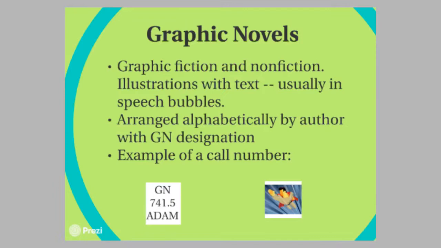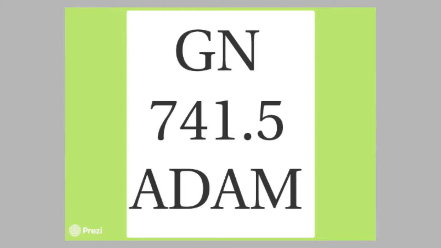Graphic fiction and non-fiction are all under the Dewey Decimal number 741.5. However, they have the letters G, N, above the numbers, and they have the first four letters of the author's last name underneath. Here's an example of a label on a graphic novel.